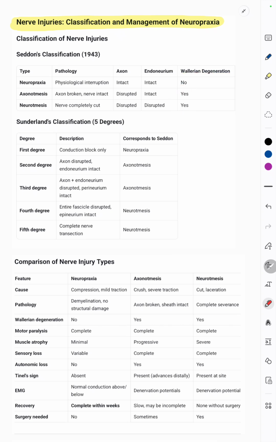Sunderland's classification is on the basis of 5 degrees. In the first degree, only conduction block is present, as in neuropraxia. In the second degree, the axon is disrupted but the endoneurium is intact. It is called axonotmesis. In the third degree, the axon is cut, endoneurium is also cut, but the perineurium is intact. It is axonotmesis. In the fourth degree, the whole fascicle is cut, but the epineurium is intact, that is neurotmesis. And the fifth degree, complete nerve transection takes place, that is neurotmesis.